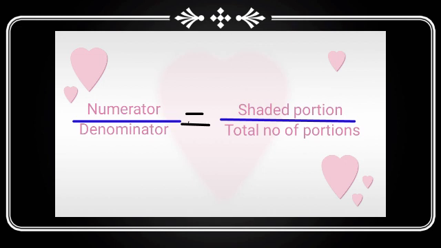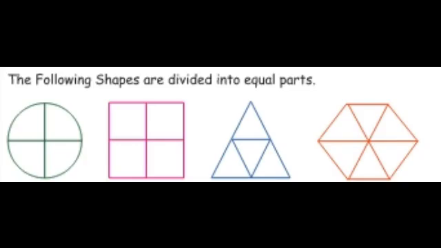Now let me show you the pictures, geometrical figures. What is the first one? Circle. Then the next one is square. Then the third one is triangle. And the next one is, what is it? Hexagon. There are 4 different kinds of pictures, and we are dividing all the structures into exactly equal pieces, equal parts.